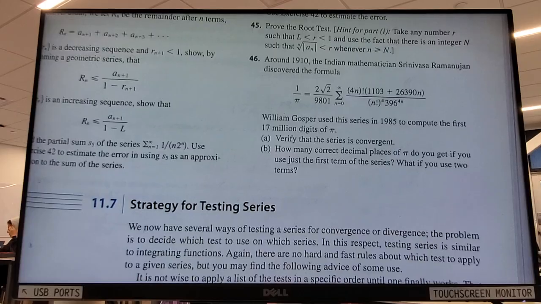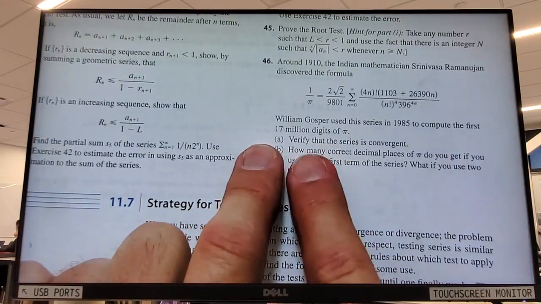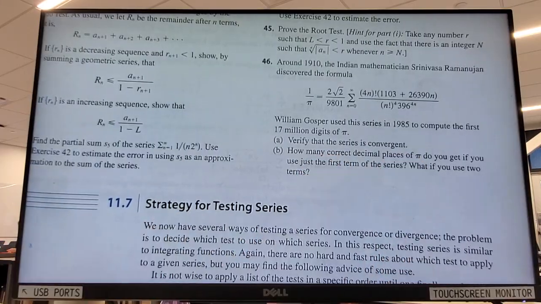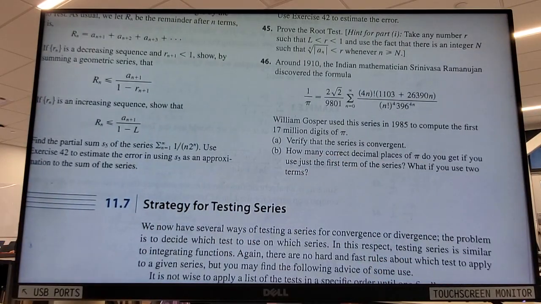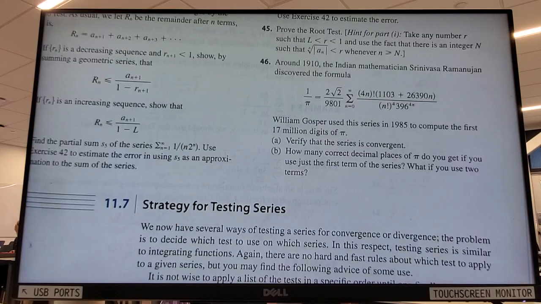Okay, so what do we have to do with this? We have to verify that the series is convergent. So, I need you to understand when it is the numbers that are making it look difficult. 4n factorial times a linear thing, yes? Do you guys see that?